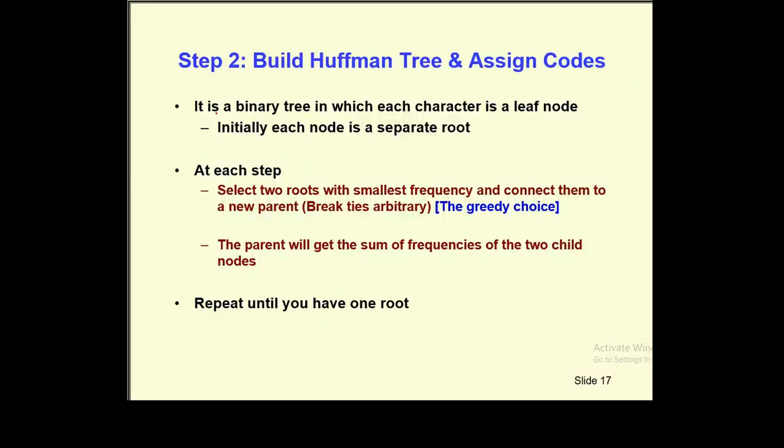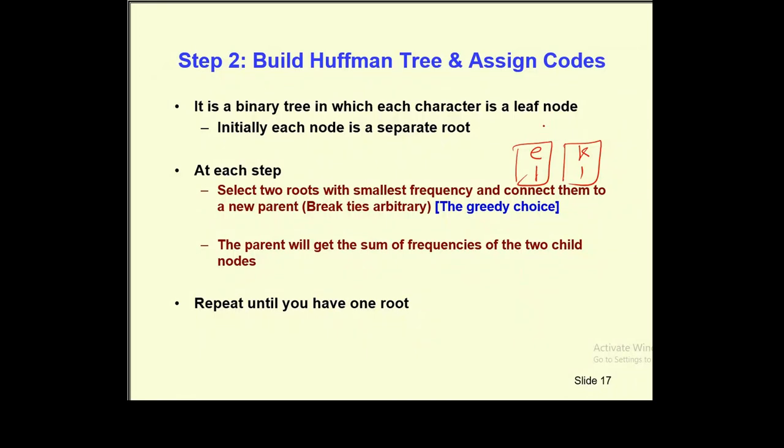So a Huffman tree is nothing but a binary tree in which each character is a leaf node. Initially each node is a separate root. What is the meaning of this? Suppose we have two nodes: the character small e, suppose its frequency is 1, and k, its frequency is 1. After arranging all the characters in increasing order, we will select the two characters with the least frequency and merge them.